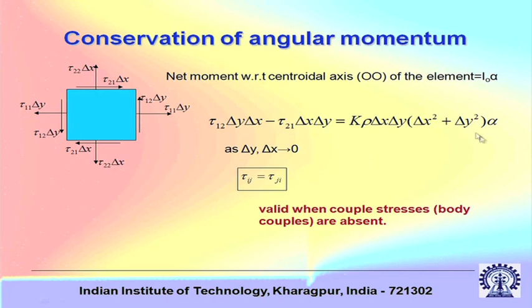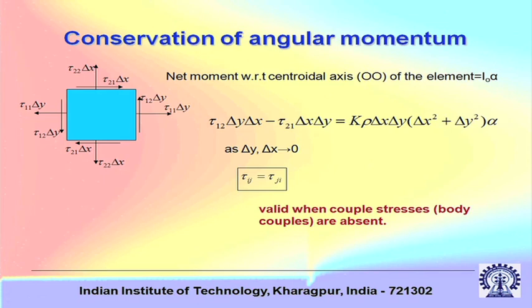Okay. So, the moment of inertia is proportional to the mass, which is rho into delta x into delta y into 1, where 1 is the width, that is the mass, into delta x square plus delta y square into some constant. That constant for a rectangular element is 1 by 12, but let us not bother so much about the constant. Some constant, say k, into delta x square plus delta y square times the angular acceleration alpha.